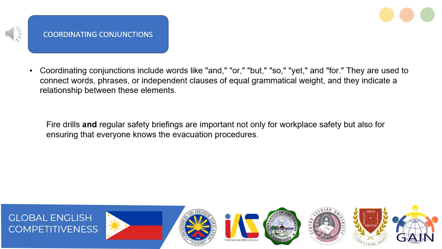Fire drills and regular safety briefings are important not only for workplace safety, but also for ensuring that everyone knows the evacuation procedures. And was used to connect the two subjects, which are the fire drills and regular safety briefings. Using and, these two elements are now identified as crucial aspects of workplace safety.